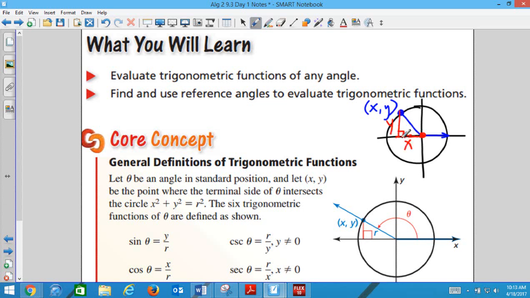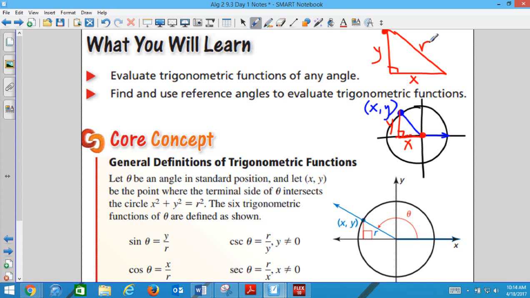And when you go X, then Y, you make a right triangle with the radius. When you go X and Y, and we end up at that ordered pair, this is a right triangle where the radius is the hypotenuse. Because it is a right triangle, we can find the sine, the cosine, and the tangent, and the other reciprocal functions, all by knowing just what the ordered pair is.